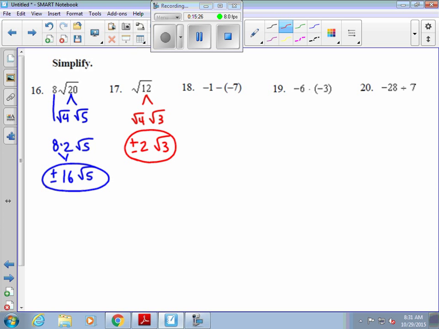Negative 1 minus a negative means plus a positive. Negative 1 plus 7 is positive 6. Negative times a negative is a positive. 6 times 3 is 18. Negative divided by a positive is a negative. 28 divided by 7 is 4.